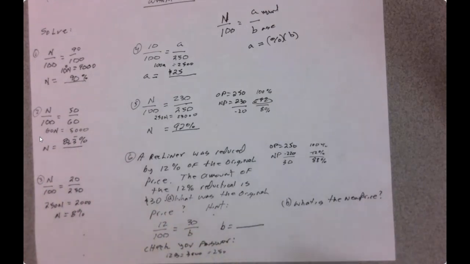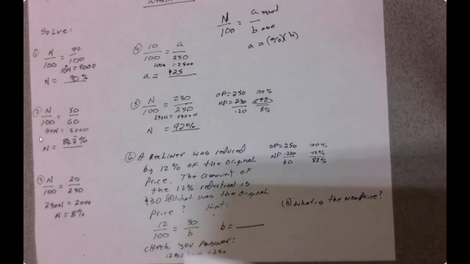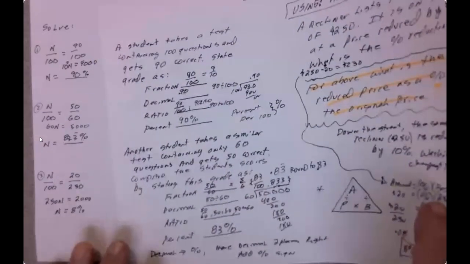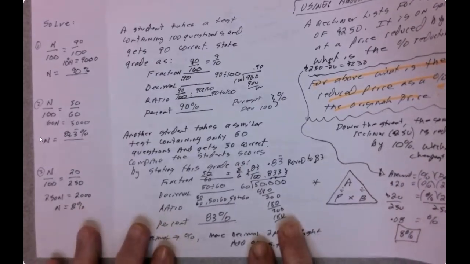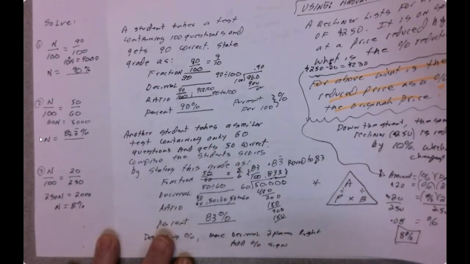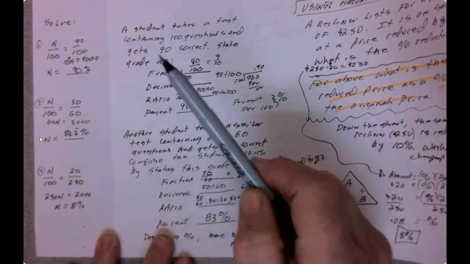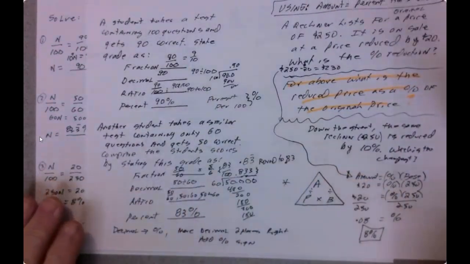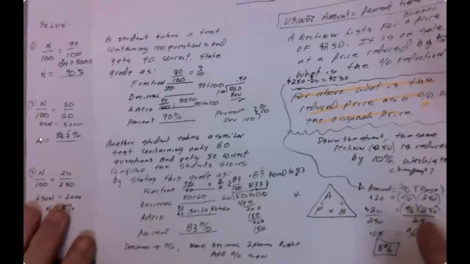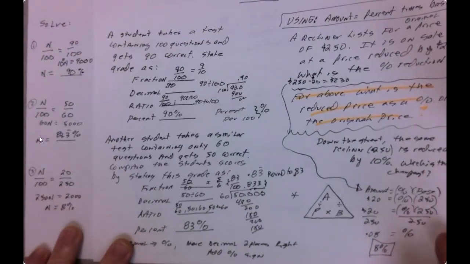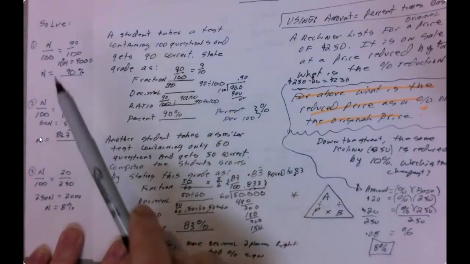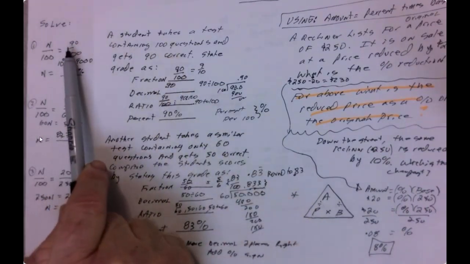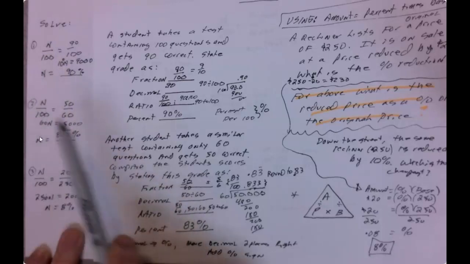Now, you might recall that in a previous class, we used these problems and we used the percent formula to help us with the solution. Notice this was the problem where we had a test that had 100 questions, and the student had 90 correct. And so that one was easy, right? 90 out of 100 is 90%. So here's the same setup. 90 out of 100 is 90%.